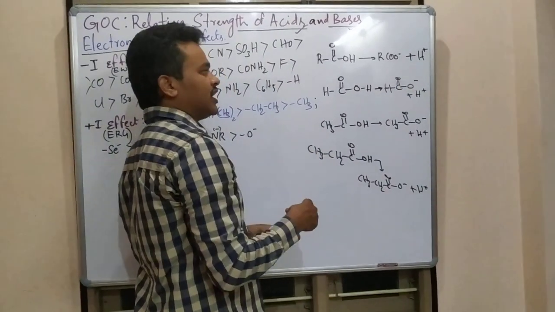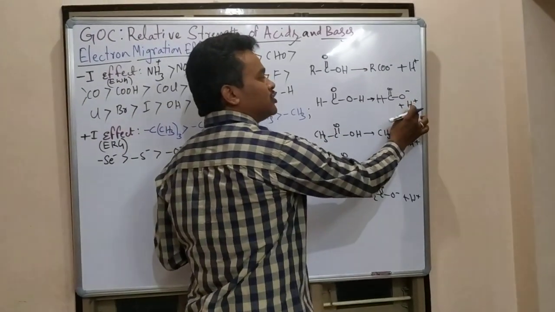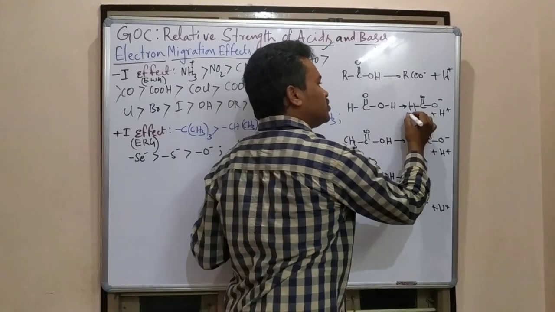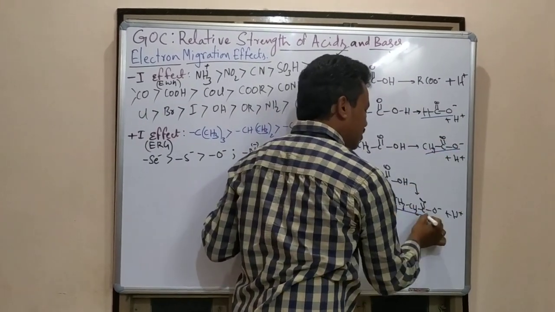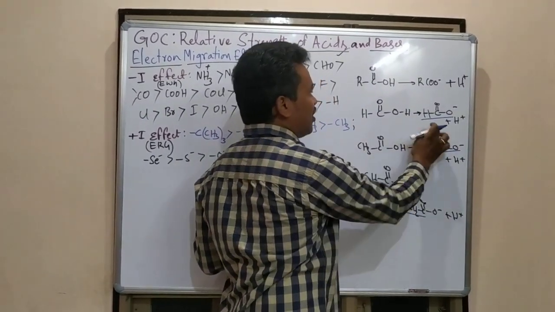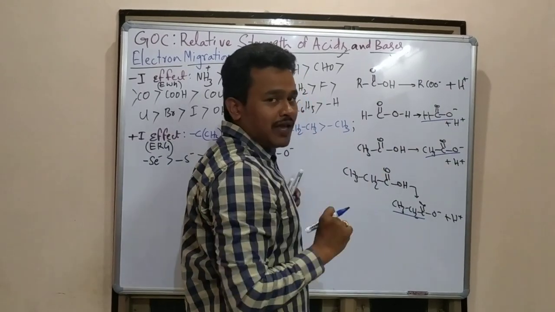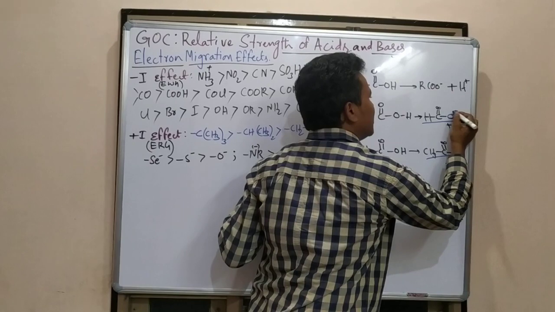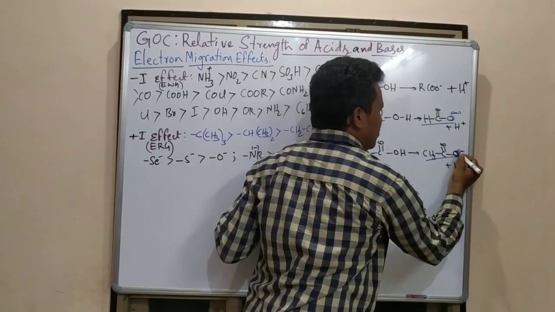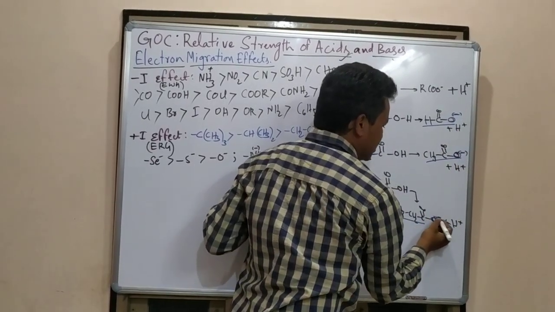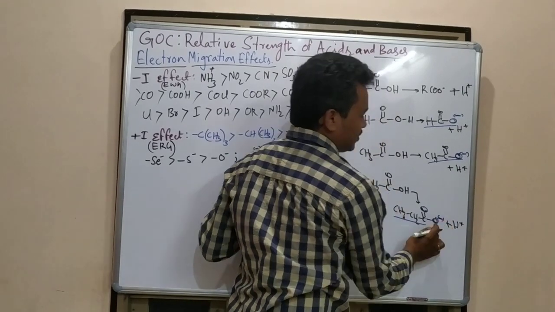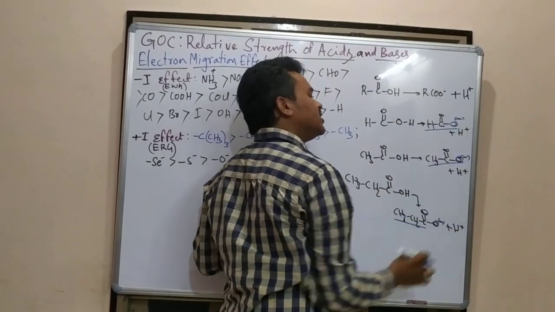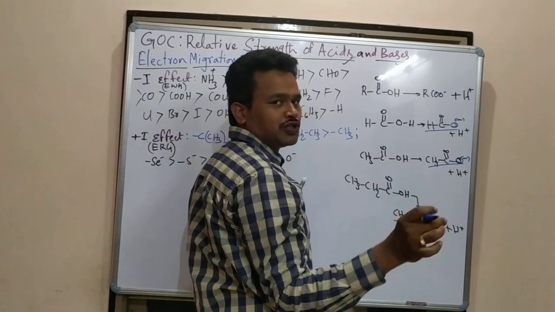So what I am going to check is, after losing H plus, who is going to be more stable? The corresponding acid of the more stable one will be stronger. So here, O minus. Here, O minus. Here also, O minus. I am going to check which O minus, which oxygen ion, is more stable.